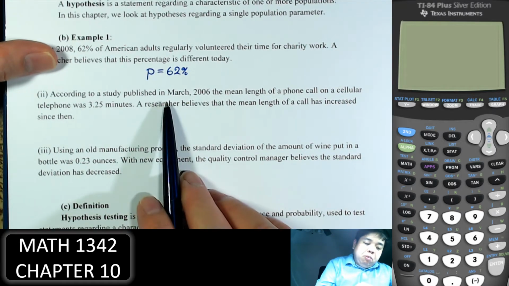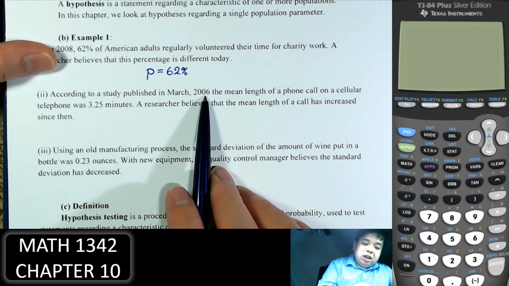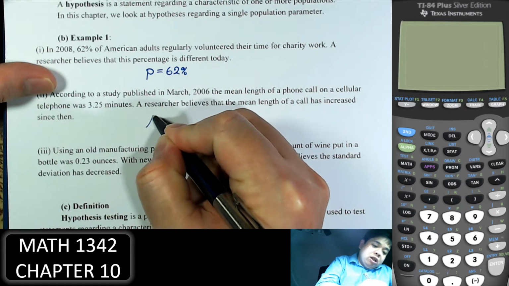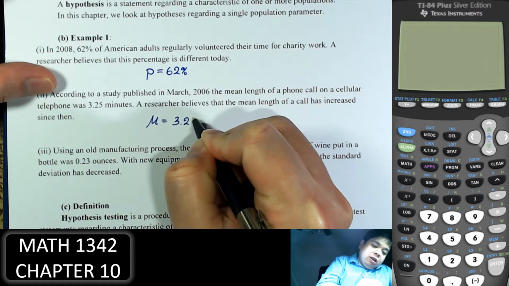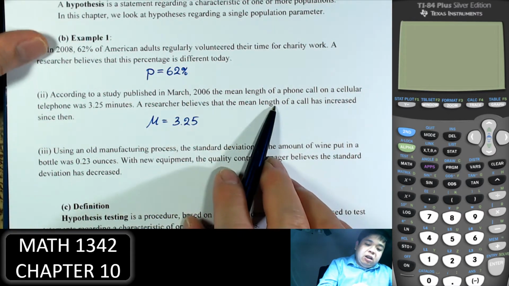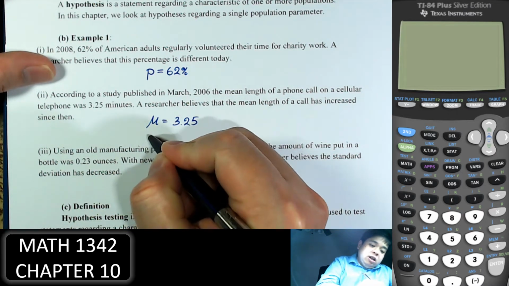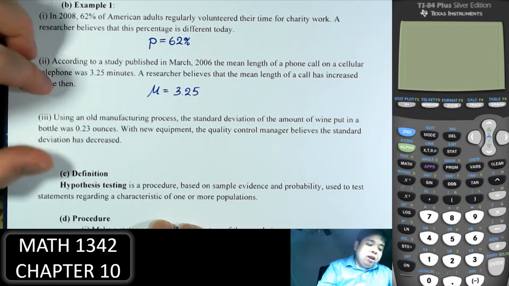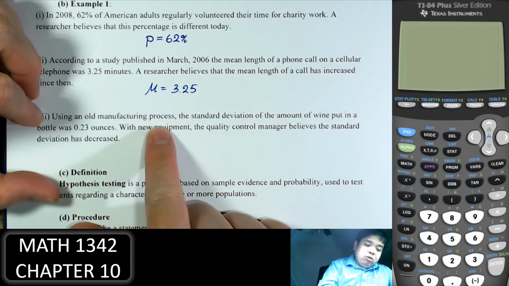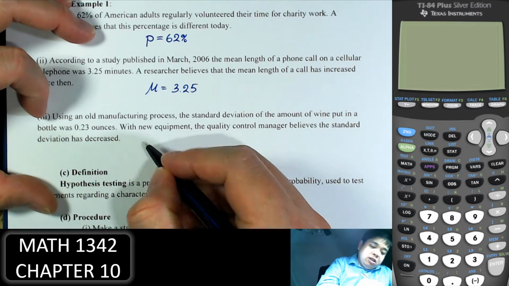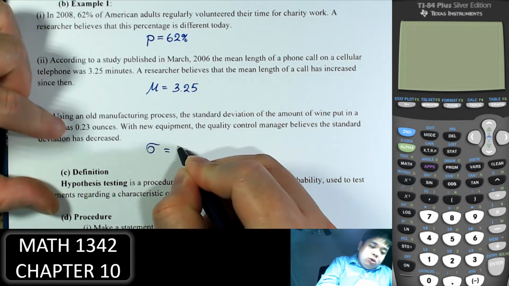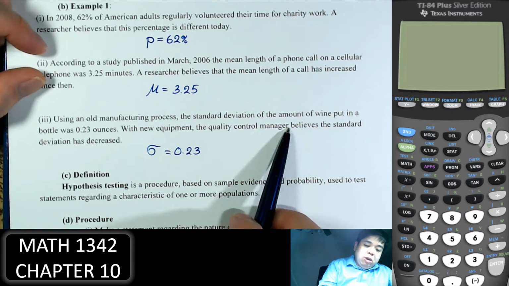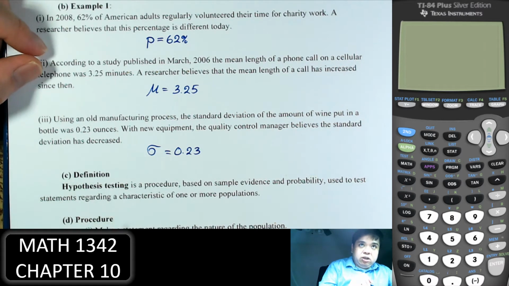According to a study published in March 2006, the mean length of a phone call is 3.25. So we said the mean is 3.25, and the researcher believes that the length has increased. So now this is a statement. What they believe is going to be more than that. Using an old manufacturing process, the standard deviation is said to be 0.23 ounce, and then the quality control manager believes the standard deviation has decreased.